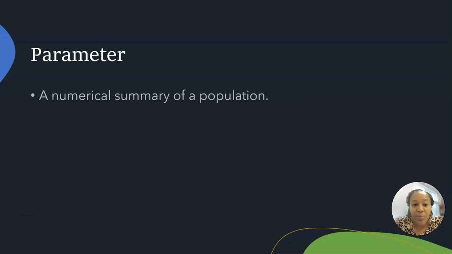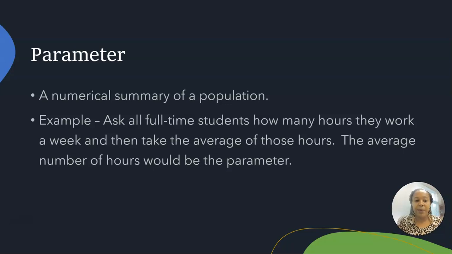A parameter is a numerical summary of a population. So if for some reason we know the numerical value associated with the population, then we call that the parameter. So for example, if they were to ask all of the full-time students how many hours they work a week and then took the average of those hours, then the average number of hours would be the parameter. If they were able to collect data from all of the full-time students and get an average, that average would be the parameter because it describes the whole population. So the difference is that a statistic is the value you get for the sample, and a parameter would be the actual value you get for the whole population.